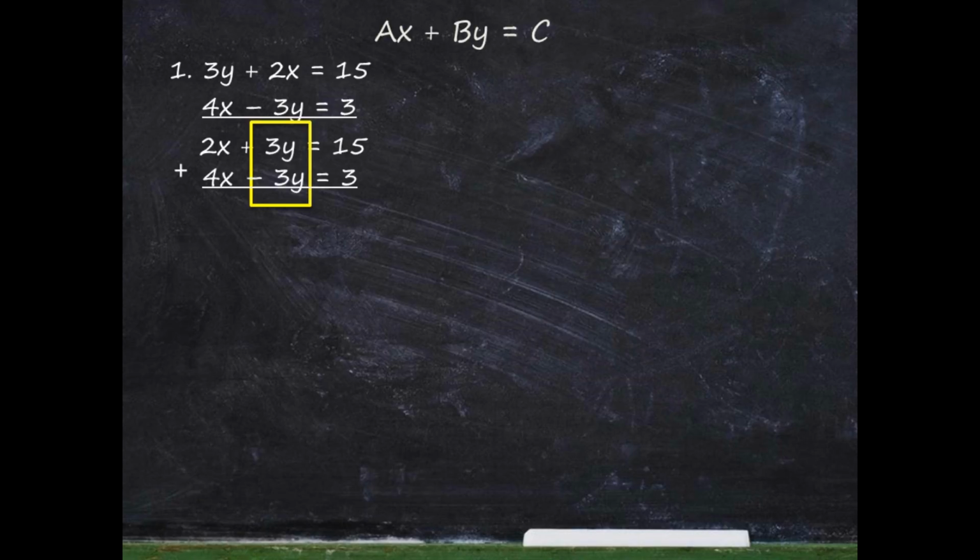2x plus 4x equals 6x. 3y plus negative 3y is 0y. And 15 plus 3 is equal to 18. So this will give us a new equation, 6x is equal to 18. To eliminate 6 and get the value of the variable x, divide both sides by 6. So this will give us the value of x as 3.